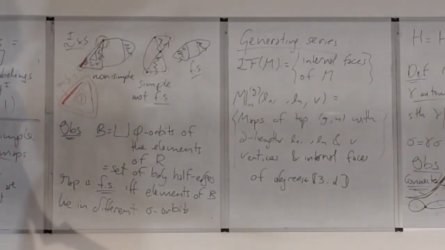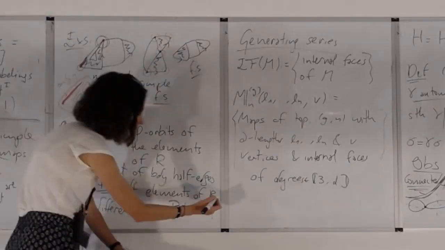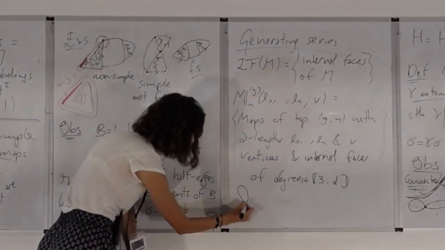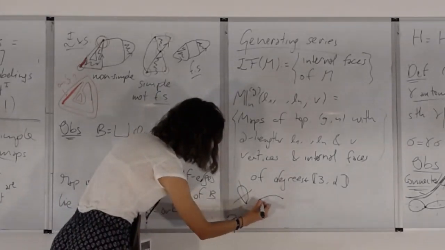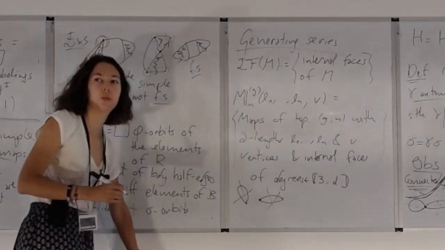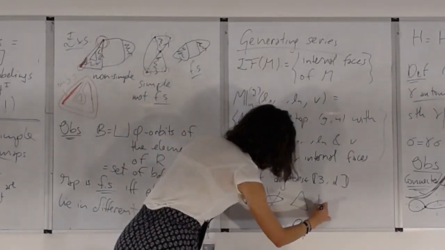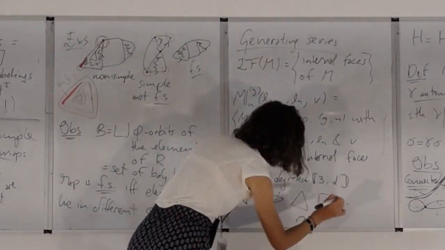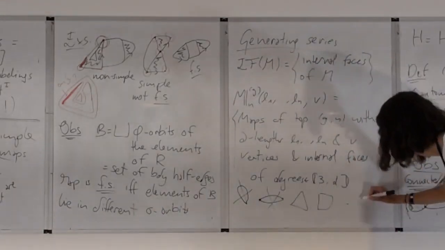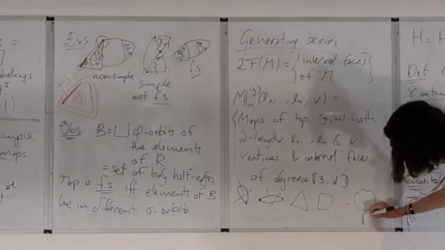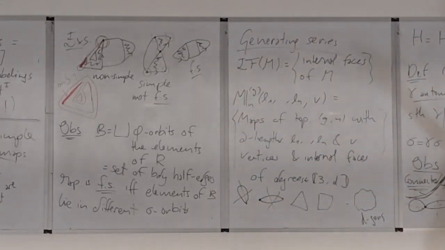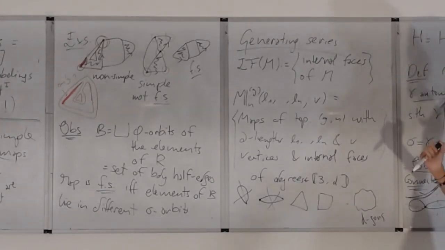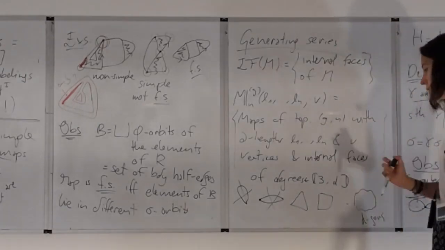So this just means that we don't want to consider one-gons as internal faces, or bigons, but we allow triangles, quadrangles, pentagons, and so on, up to D-gons. And this is just some bound to make our life simpler, but with some limit arguments, you can actually do it for unbounded D as well.